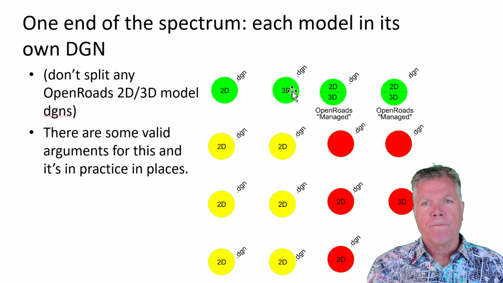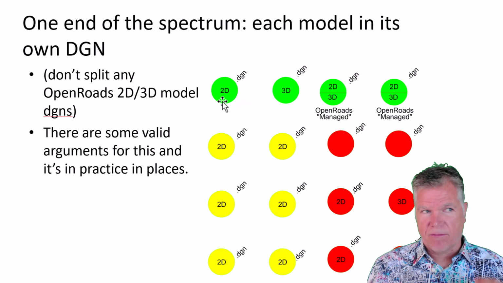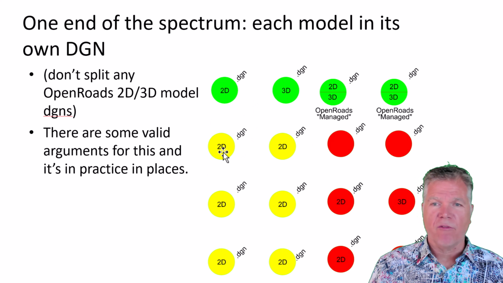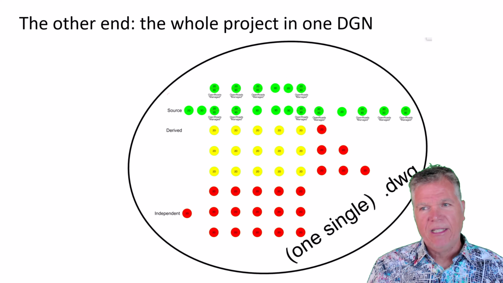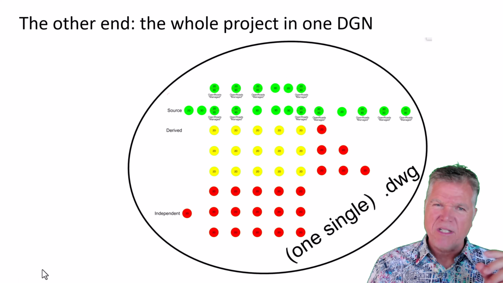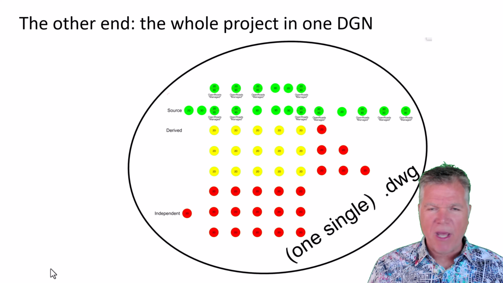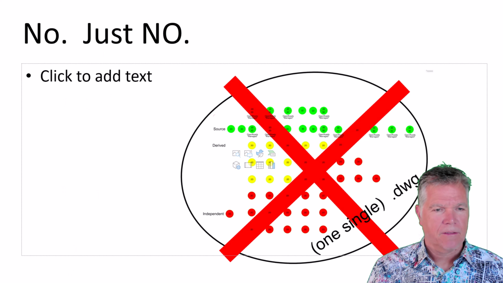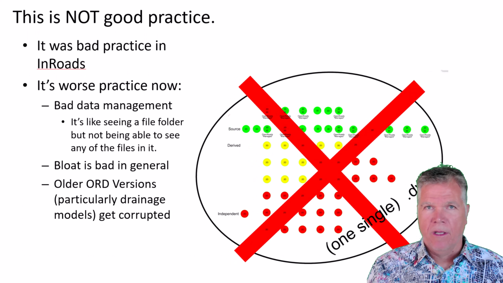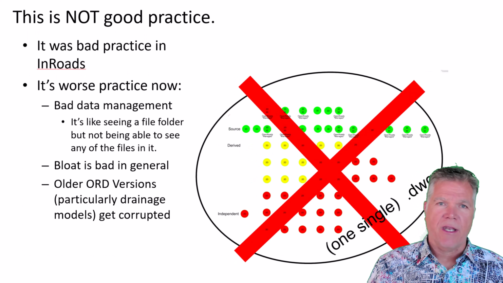So it is okay, and there's a lot of common practice where for every model you have your own DGN. Now the reality is that's not an absolute. Here's the other end of the spectrum, and except for really small projects, this was a really bad idea. This was bad practice back in the old days, bad practice in InRoads. It is bad practice now. So just no on that. It's not good practice. It wasn't good practice then, not good practice now.